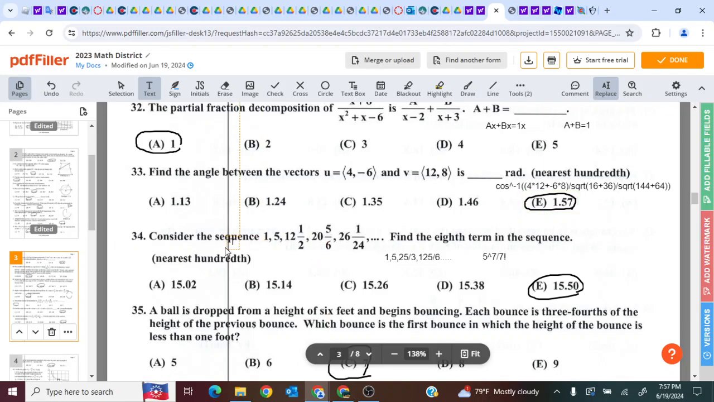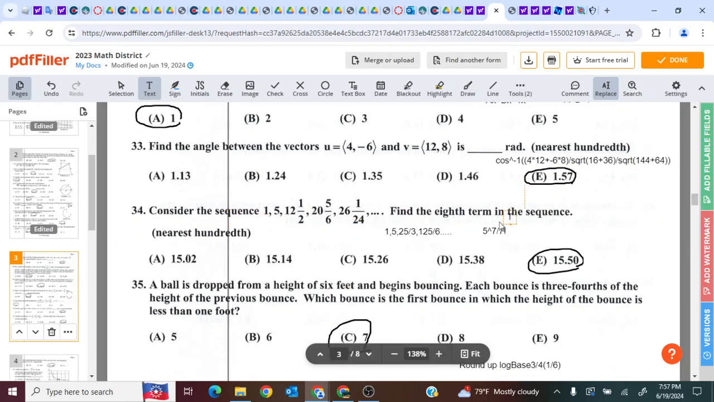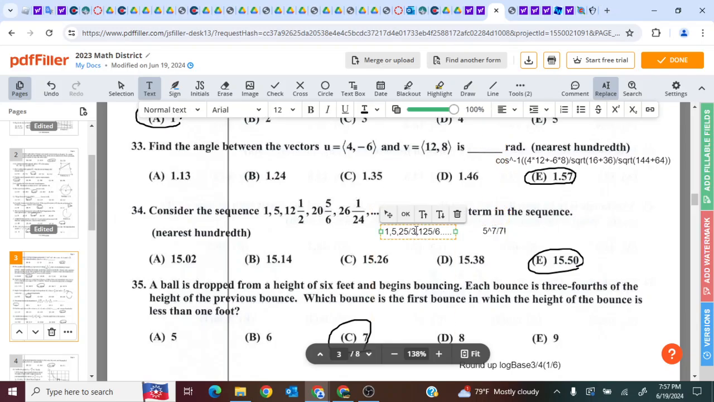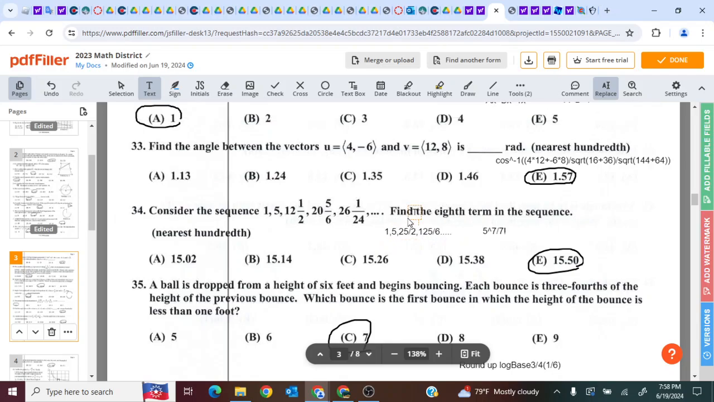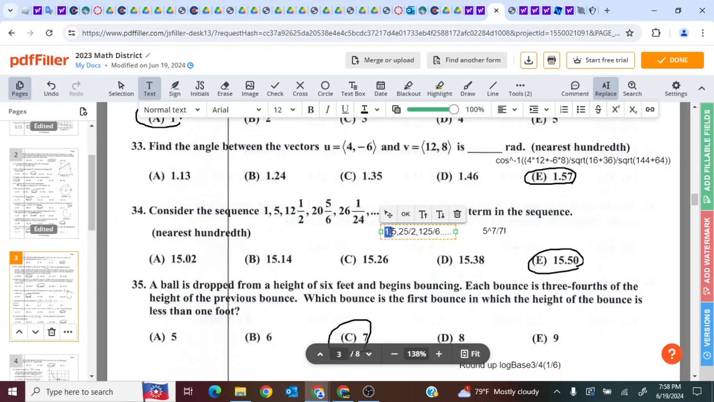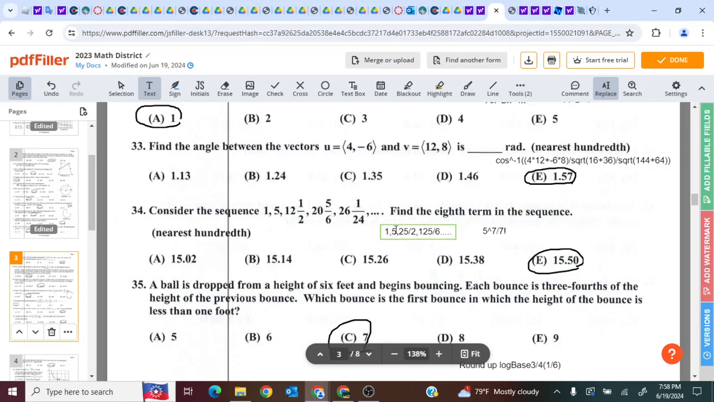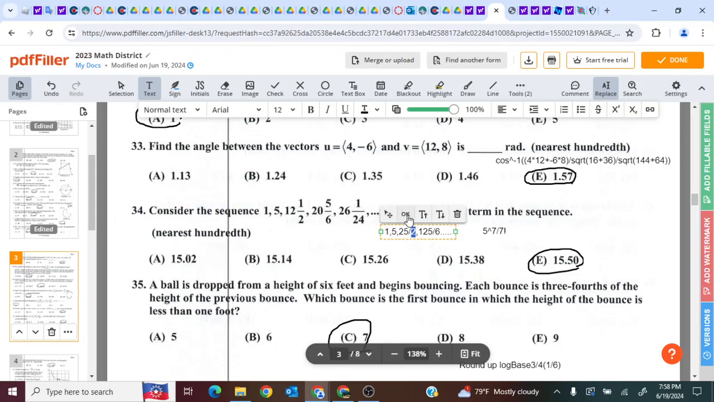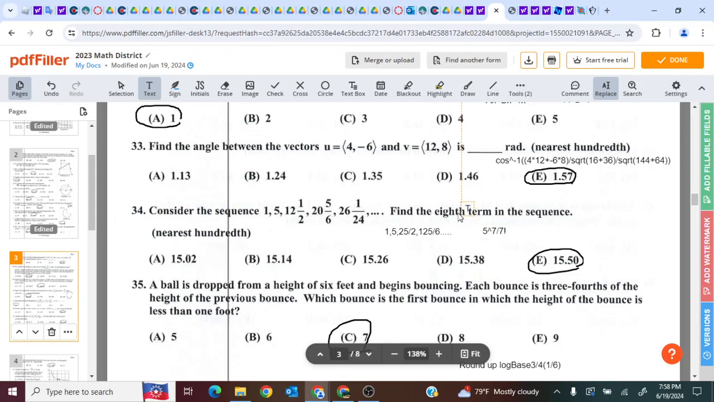34, consider this sequence, find the 8th term in the sequence. This is a question about figuring out what the sequence is. If you look closely and convert everything to improper fractions, you will realize that each number is basically 5 to the power of n minus 1 over n minus 1 factorial. So in this case, you want the 8th term, 5 to the power of 7 over 7 factorial. That gets you 15.5.